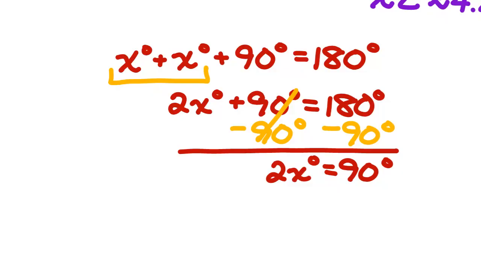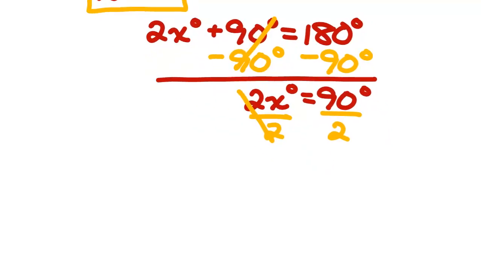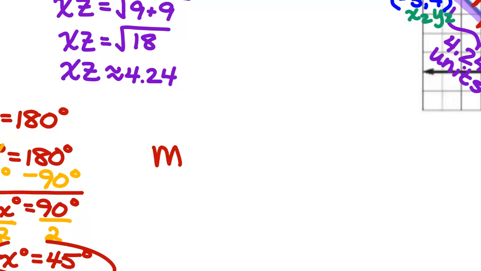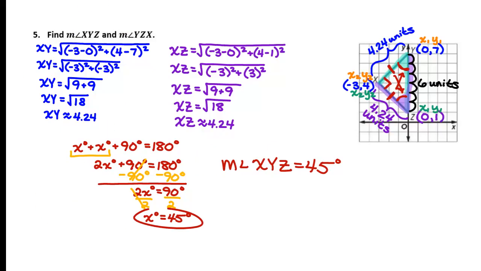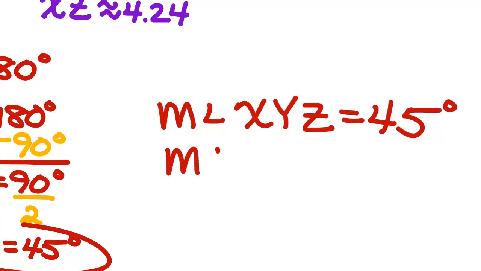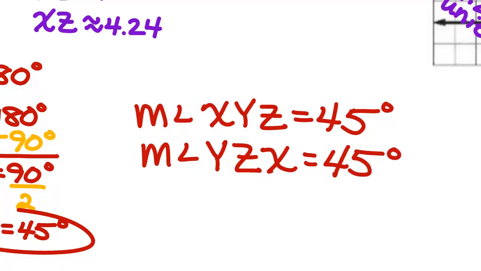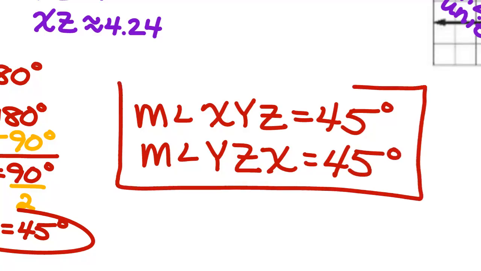And then I divide both sides by 2. And that means x is about how big? X is 45 degrees. Which tells me the measurement of angle XYZ is 45 degrees. And the measurement of angle YZX is also 45 degrees. All right.